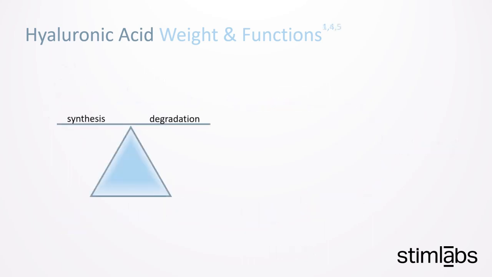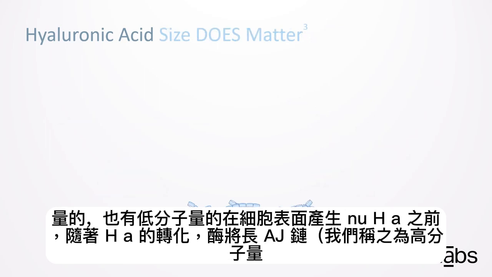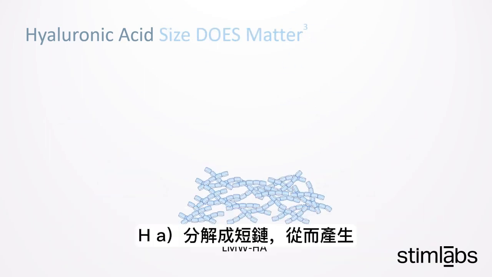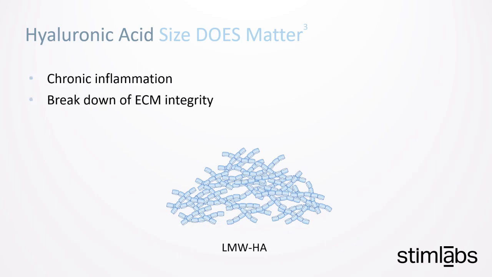There is a natural balance between the synthesis and breakdown of hyaluronic acid molecules. When homeostasis becomes unbalanced with too much matrix breakdown, low molecular weight HA will build up. A buildup in low molecular weight HA increases the expression of inflammatory mediators and can lead to chronic inflammation. It also represents a breakdown of the extracellular matrix integrity and a weakening of the molecular protection around cells.